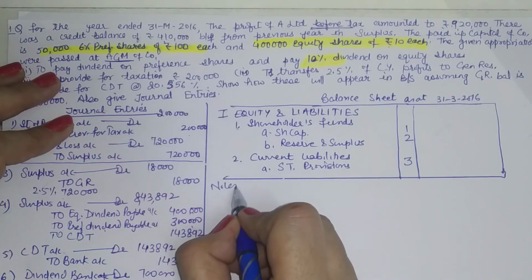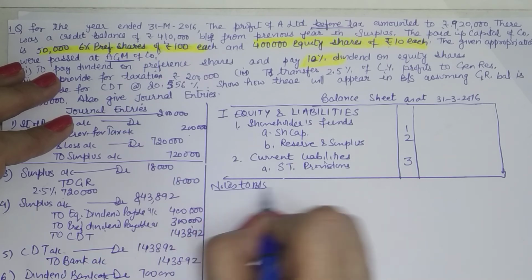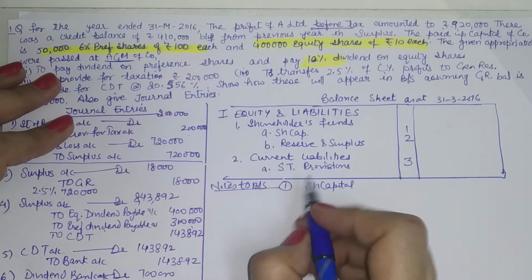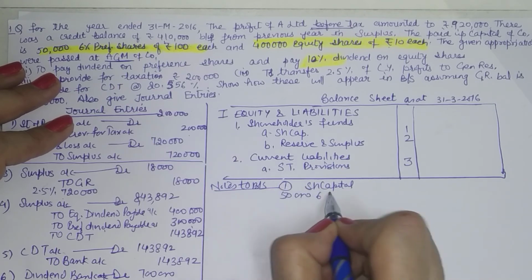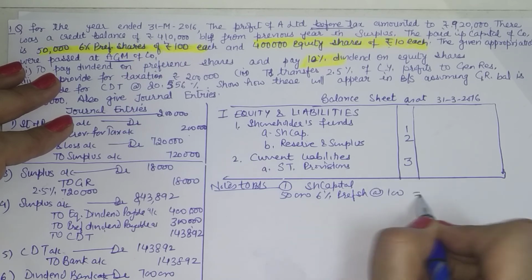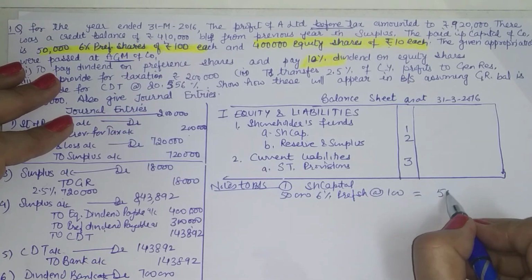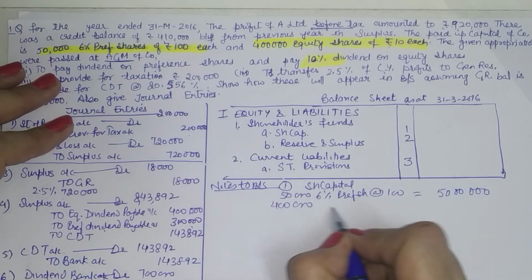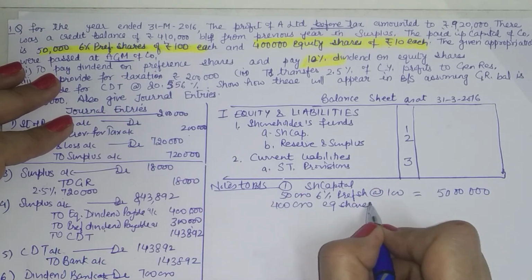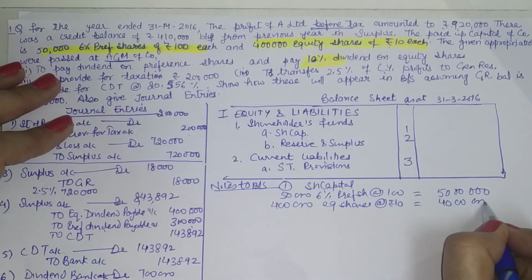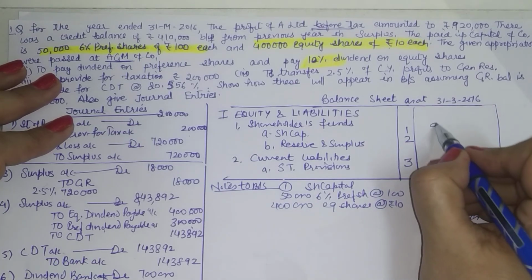So our notes to balance sheet will include number 1, share capital. Herein we will write 50,000 6% preference shares of 100 rupees each, fully called and paid. Then you have 4 lakh equity shares of 10 rupees each, fully called and paid, 40 lakhs. So your total capital is 90 lakhs.